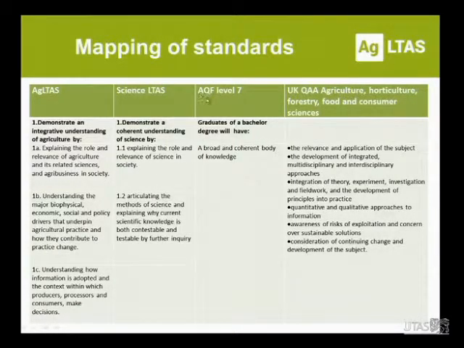Here's the Australian Qualification Framework for a bachelor level, which is pretty broad and general, as you can see here. And this other one over here is the UK subject benchmark statement from the Quality Assurance Agency for agriculture and so on. What we're looking for here is some similarities. For example, we've got explaining the role and relevance of agriculture. There you go, agriculture in relation to science, and here's the same kind of concept over here, whereas other parts are quite distinct.